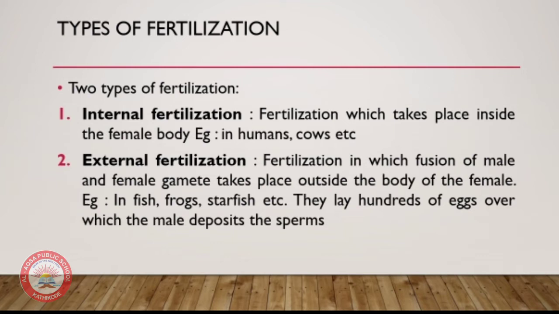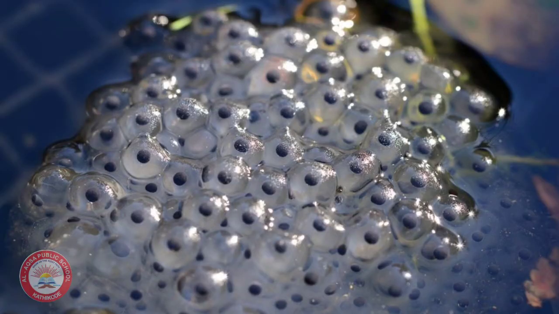They lay hundreds of eggs over which the males deposit their sperms. Why do such animals lay hundreds of eggs? Though they lay hundreds of eggs, all the eggs might not get fertilized because these eggs are laid in water. They are exposed to water movement, wind, and rainfall. The other animals in the pond may also feed on these eggs. So, it is necessary that a large number of eggs are laid so that at least a few of them are fertilized and developed into young ones.